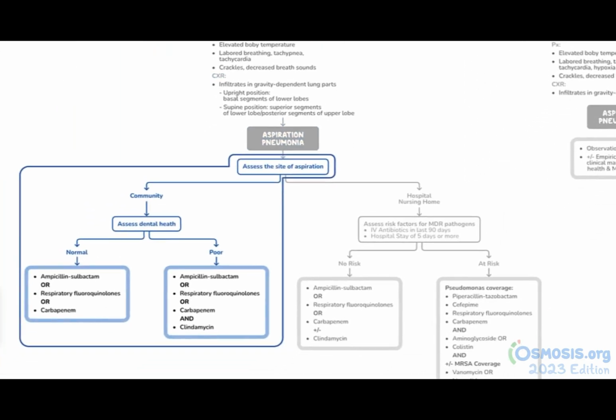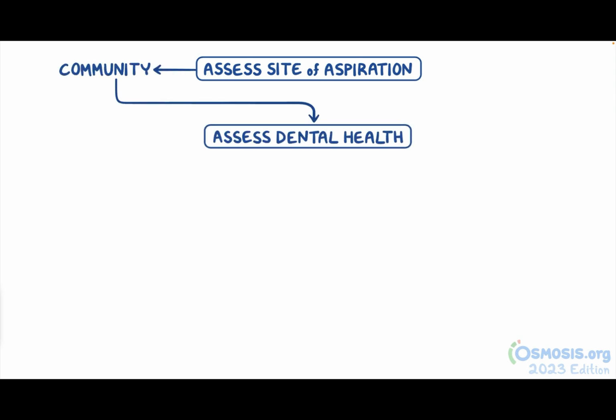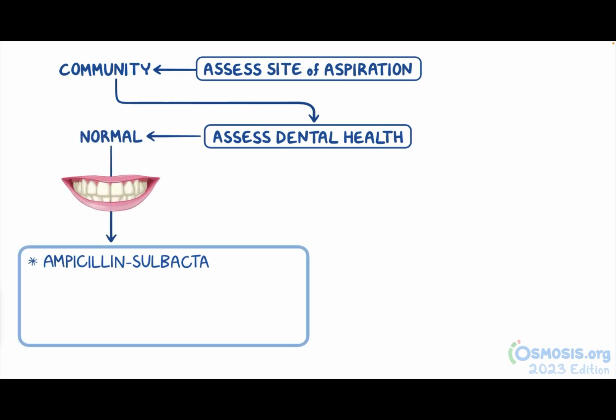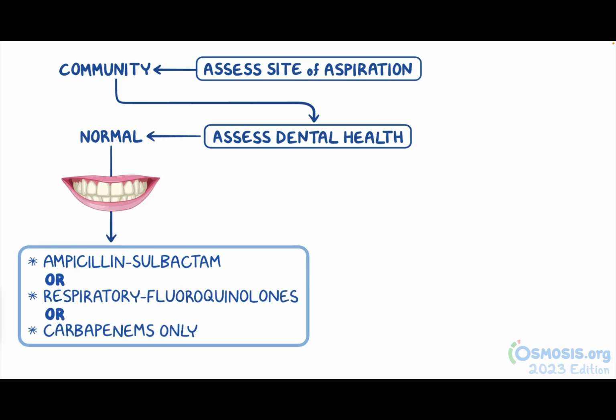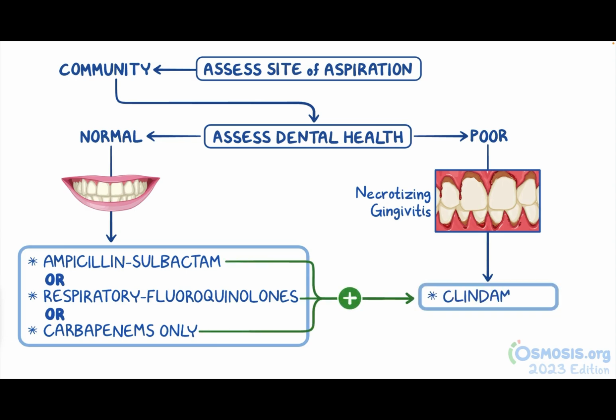Next, you should assess the site where the aspiration occurred. If aspiration occurred in a community setting, assess the patient's dental health to determine adequate treatment. Individuals with normal dental health can be treated with ampicillin sulbactam, respiratory fluoroquinolones, or carbapenems only. On the other hand, if the patient presents with poor dental health, such as necrotizing gingivitis, combine one of the previous antibiotics with clindamycin.